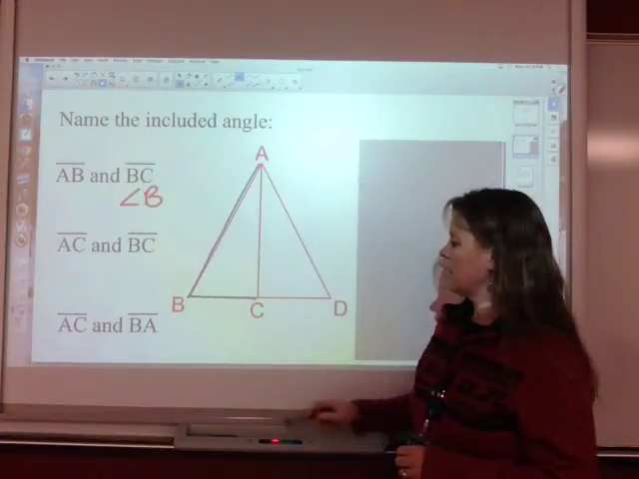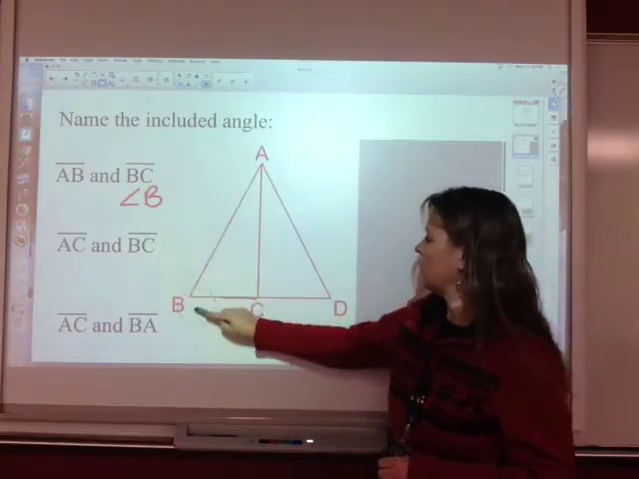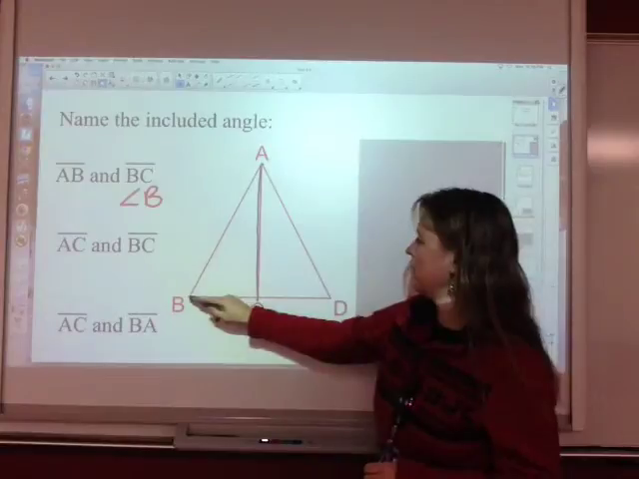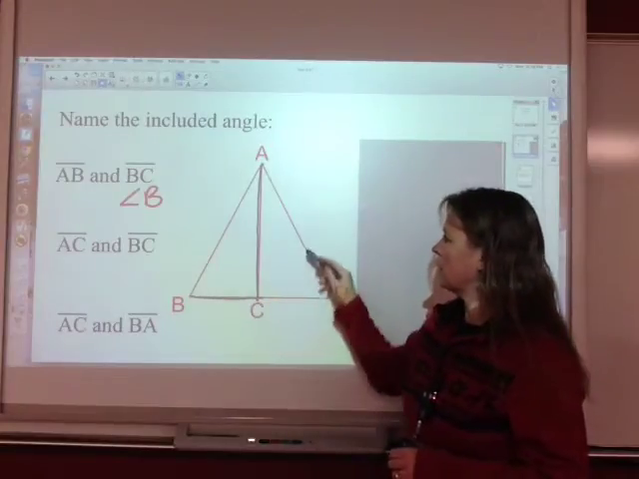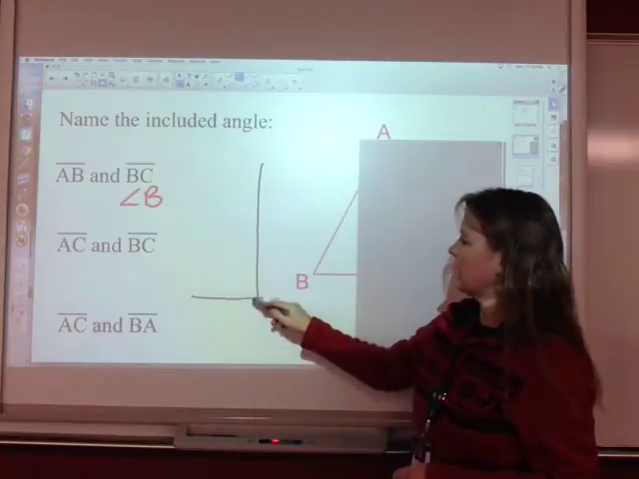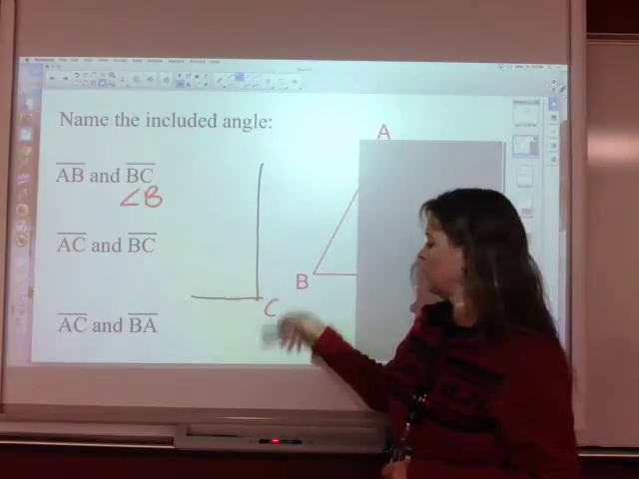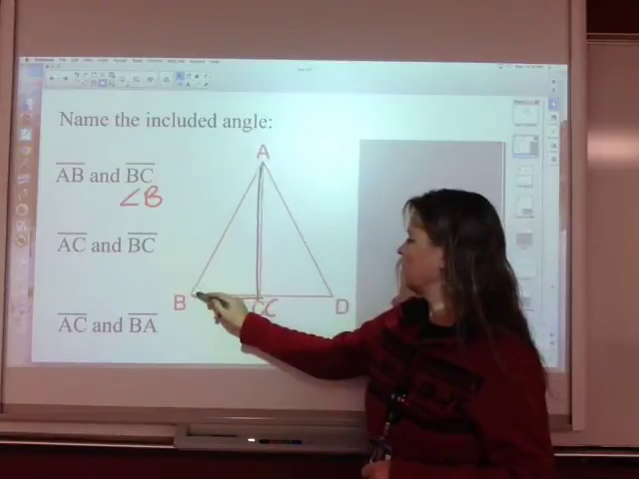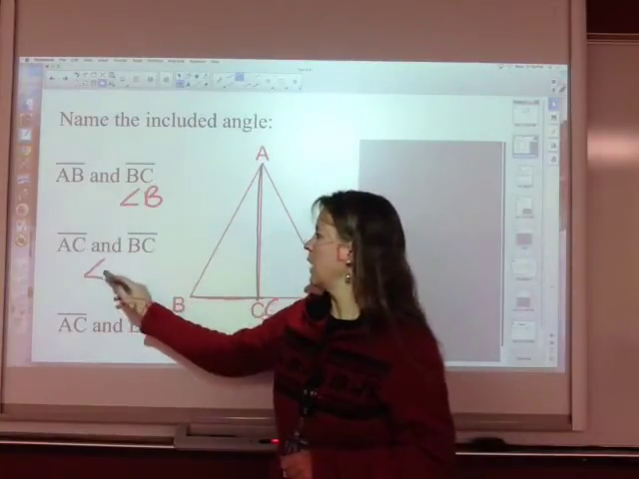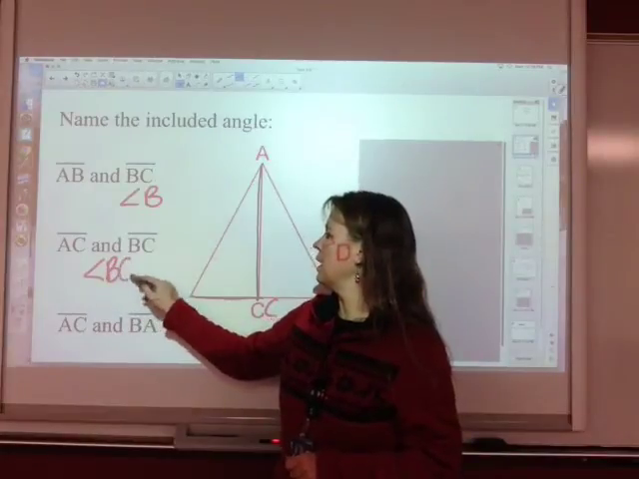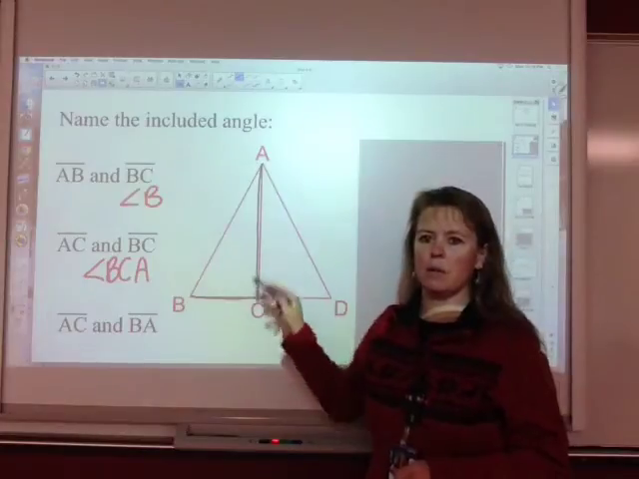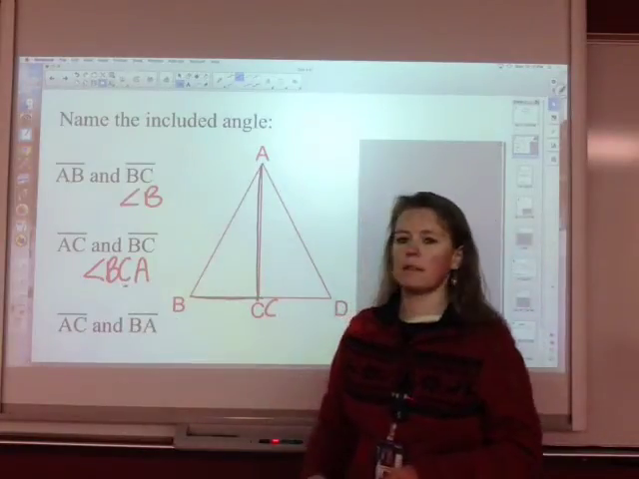Segment AC and segment BC. Where's the included angle? It's angle C, but you got to be careful. I can't call that angle C. We've talked about this before. I can't call it angle C because there's more than one angle C. To name the included angle, I need to call it angle BCA or angle ACB. Order doesn't matter as long as your vertex is in the middle.